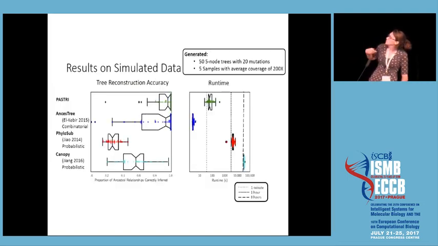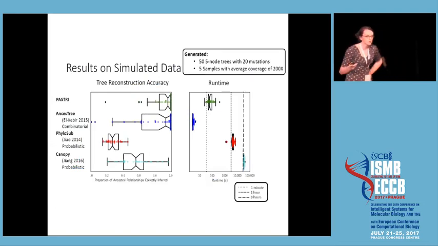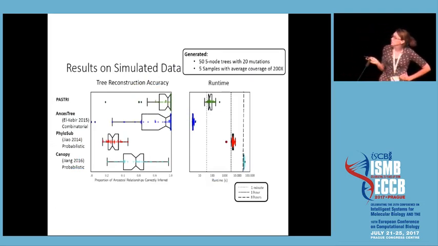I'm going to show some results comparing this to existing algorithms, including Ancestree, which is a combinatorial approach, and PhyloSub and Canopy, which are probabilistic MCMC approaches. We find that in terms of tree reconstruction, Pastry is able to outperform all of these. Moreover, it's able to really improve on the runtime of some of these probabilistic algorithms. I'll note that this is a log scale. So we're able to run on the order of minutes, while some of these other approaches took hours. Ancestree is still a little bit faster, which makes sense since we're using the same combinatorial structure, but we're taking this iterative approach. But we are still able to get a performance improvement over them.